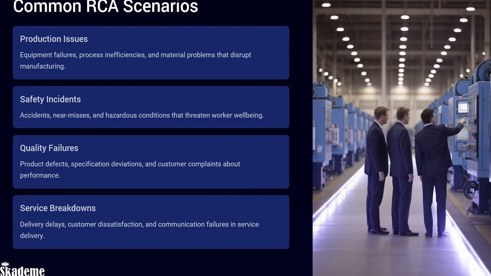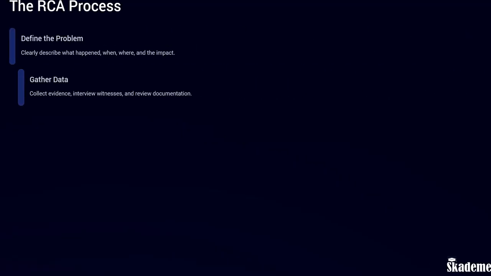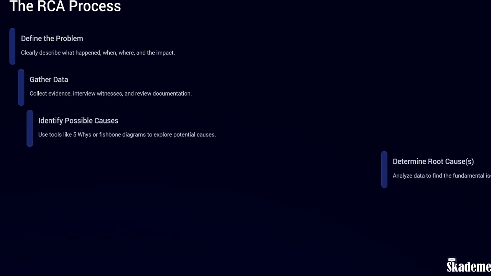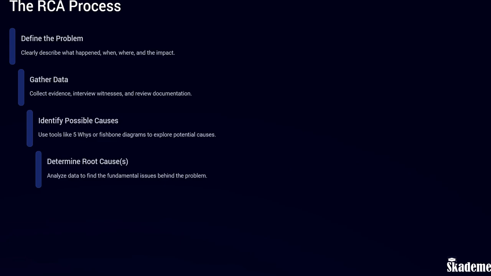We can apply RCA in common scenarios such as production issues, safety incidents, quality failures, and service breakdowns. Moreover, any RCA process should contain the following steps. 1. Define the problem. 2. Gather data. 3. Identify possible causes. 4. Determine root cause. 5. Implement corrective actions. 6. Monitor effectiveness.